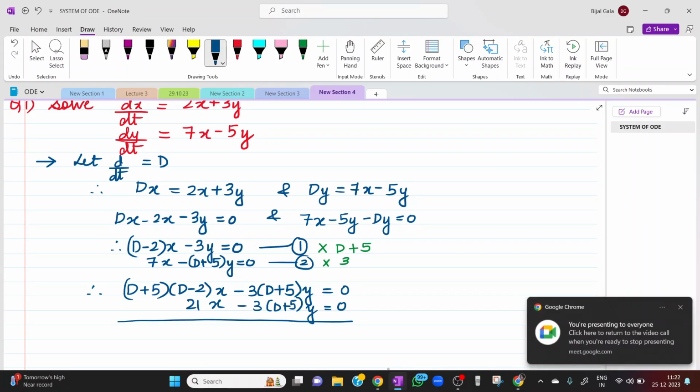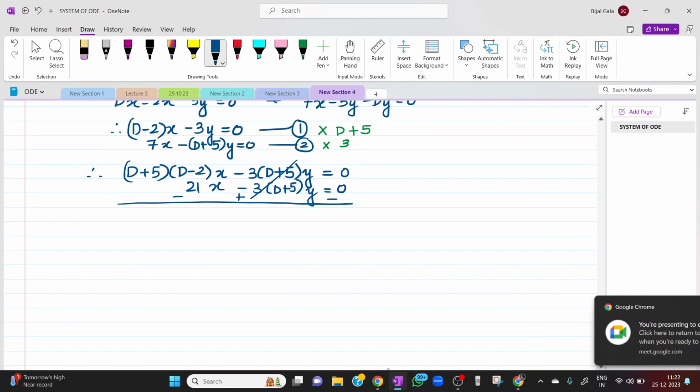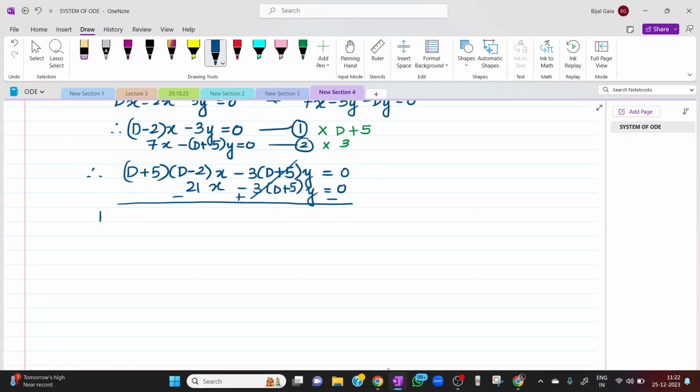We will subtract the two equations. So when you subtract the two equations, these terms get cancelled. And let's open these brackets. You will have D square plus 3D minus 10 minus 21 operating on x is equal to 0. So this becomes D square plus 3D minus 31 operating on x equal to 0. I hope this is clear with all of you. Any difficulties so far? No, ma'am.